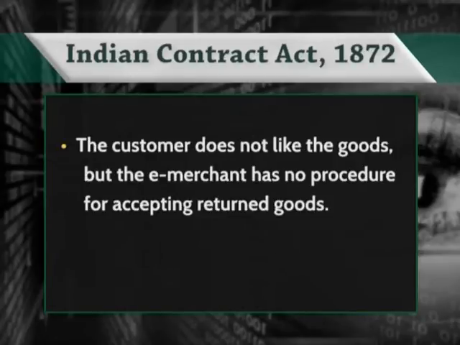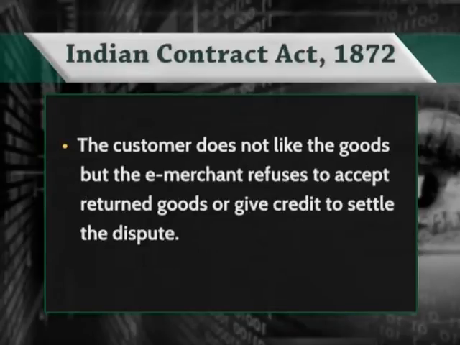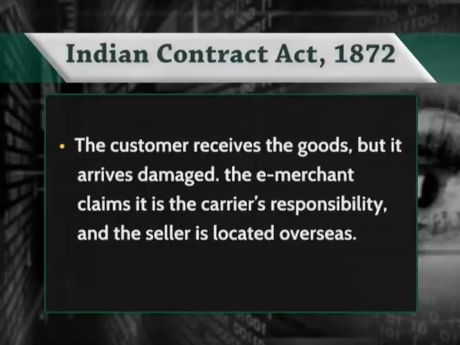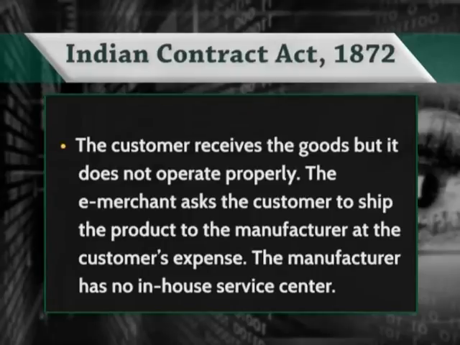Then the customer does not like the goods, but the e-merchant has no procedure for accepting the returned goods. Then the customer does not like the goods, but the e-merchant refuses to accept returned goods or give credit to settle the dispute. Then the customer receives the good, but it arrives damaged. The e-merchant claims it's the carrier's responsibility and the seller is located overseas. The customer receives the good, but it does not operate properly. The e-merchant asks the customer to ship the product to the manufacturer at the customer's expense. The manufacturer has no in-house service center.